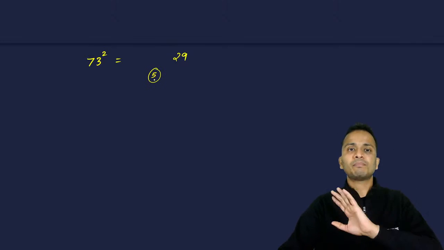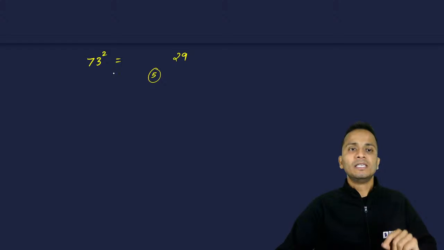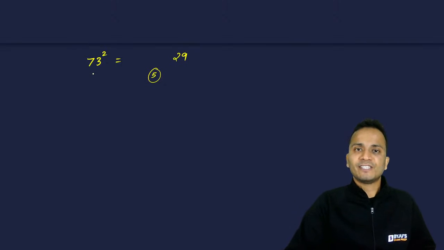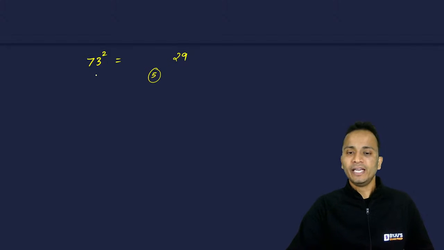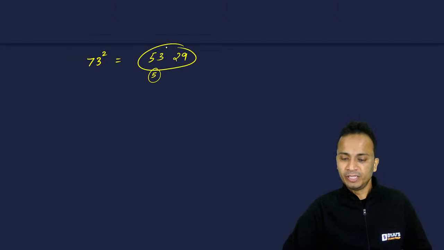Okay? First step finished. Second step, we have to look at the difference of 73 from 25. So the difference of 73 and 25 is 48. 48 plus 5 will be 53. So 5329 will be the answer.